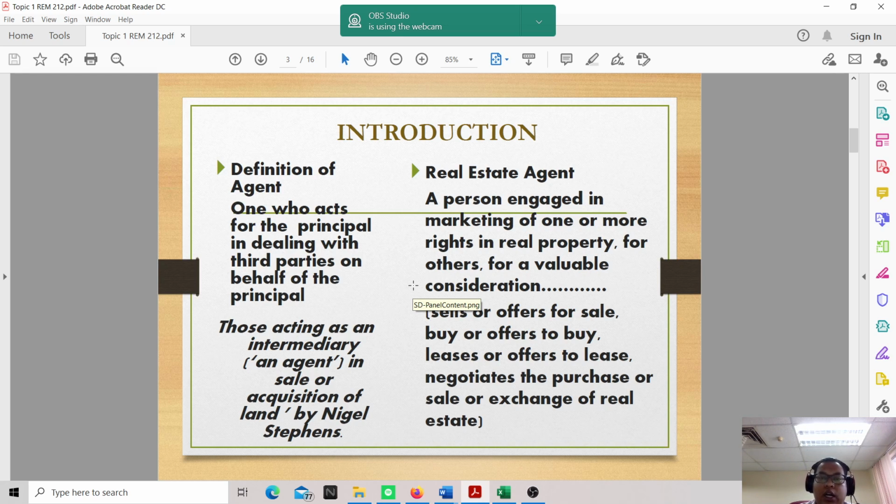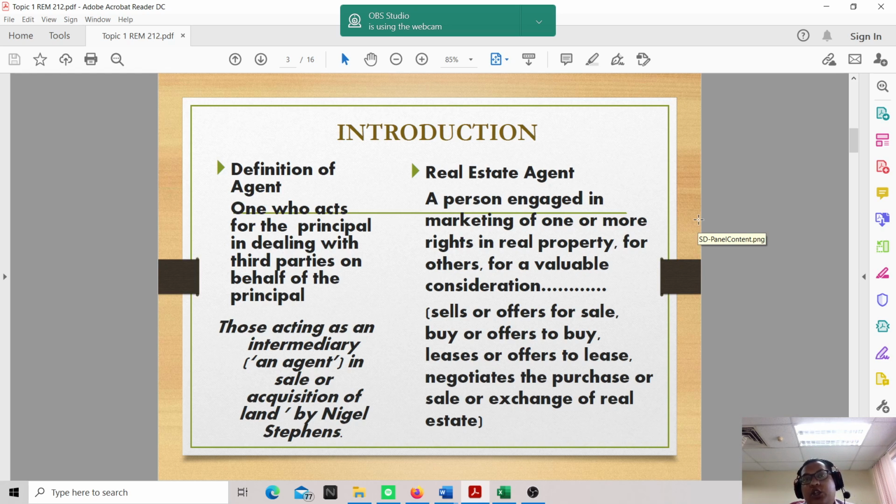Okay, so another definition of a real estate agent is a person engaged in marketing one or more rights in real property for others for a valuable consideration. For you as an estate agent, of course, the main consideration that you will get is the fee. The fee stated by the Valuers, Appraisers and Estate Agents Act 1981 is a maximum of 3%. So let's say the property price is 100,000 ringgit, then as a registered estate agent, you can get 3%, which is a maximum amount of 3,000 ringgit.